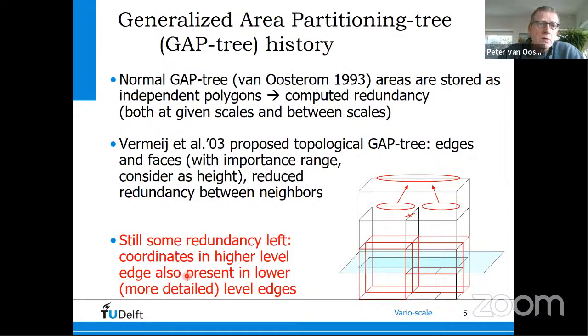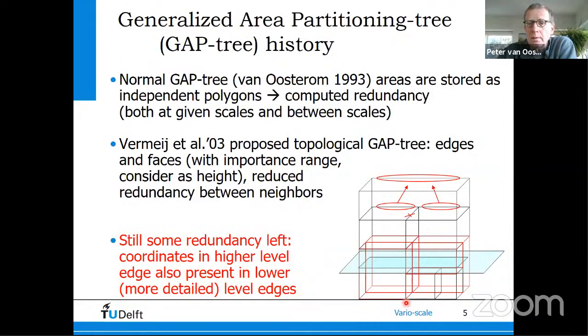And in this structure, I store the polygons for every object only once to be reused at the different scales. It was just based on polygons and it had no topology structure. So that was improved together with a former master student, Martijn Meijers. And the GAP tree became a topological GAP tree where we have edges and faces.